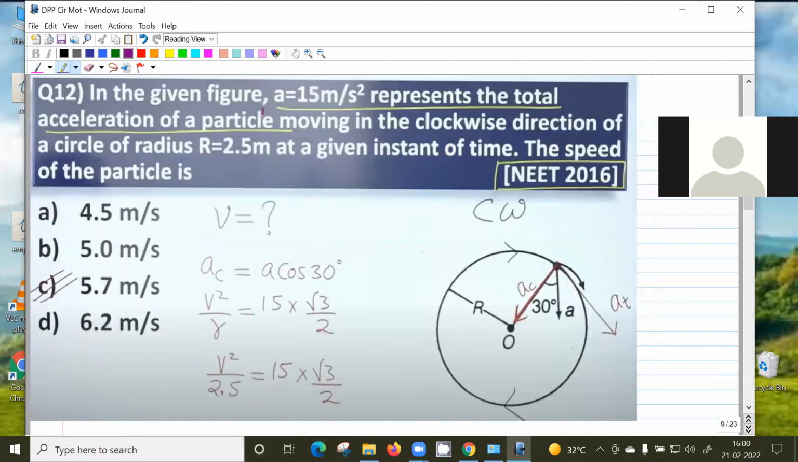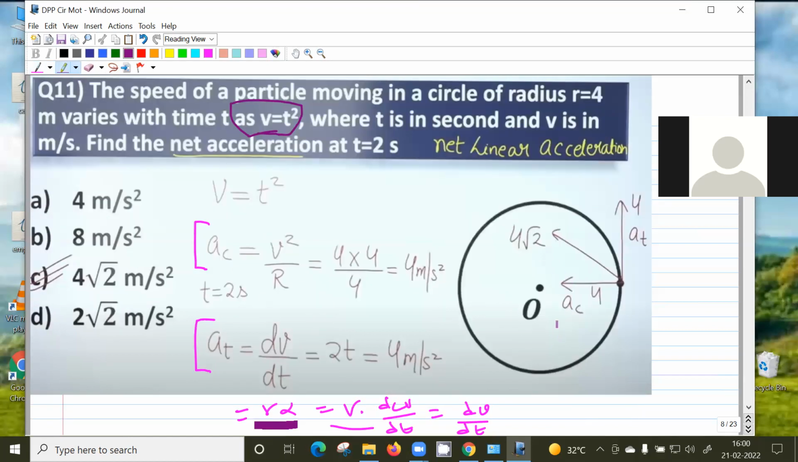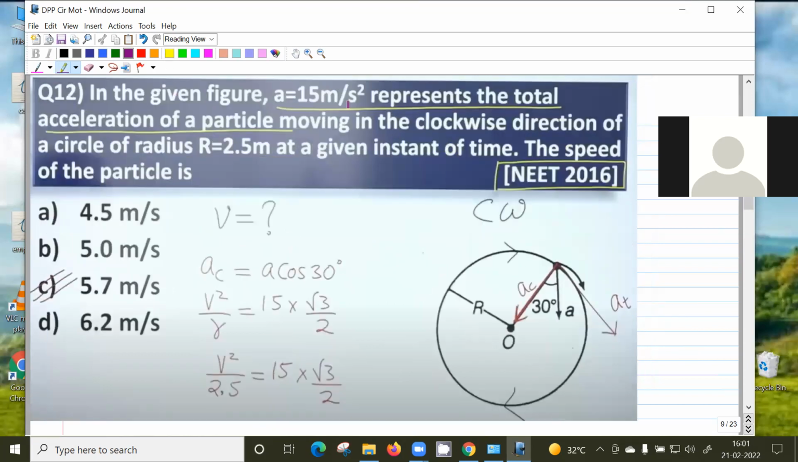In the figure given, there are two accelerations. One is centripetal, one is tangential, and then there will be a net acceleration in some direction. And this angle also you can find out. Actually, it's 45 degrees here because both are equal. But if it is different, we can find the angle as tan inverse of the vertical component a_t by a_c.